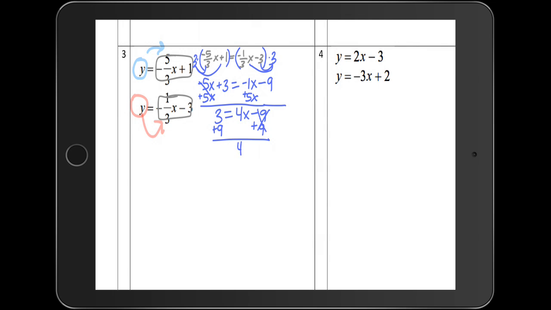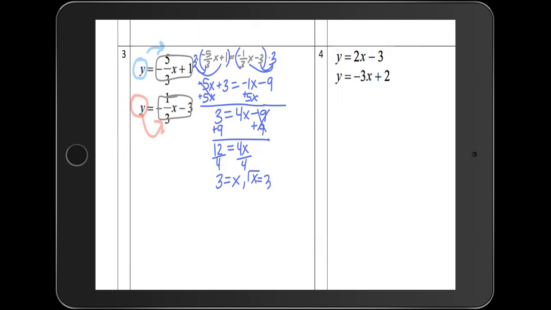I bring down my 4x. I bring down my equal sign. And 3 plus 9 is 12. So I'm nearly done solving for my x value. If x is being multiplied by 4, I can undo that by dividing by 4. So I'm going to divide both sides by 4. And I get 3 equals x, or x equals 3, if we want to be proper.